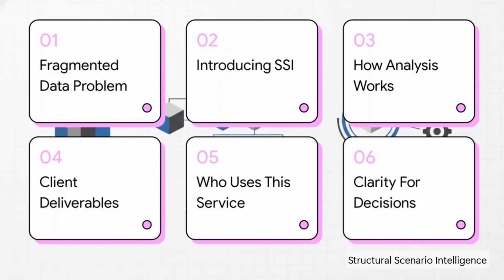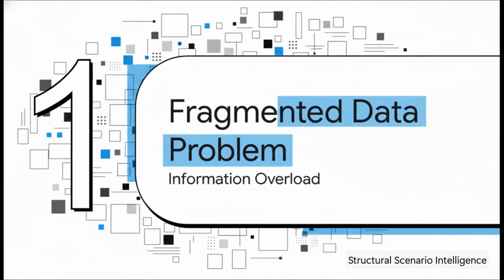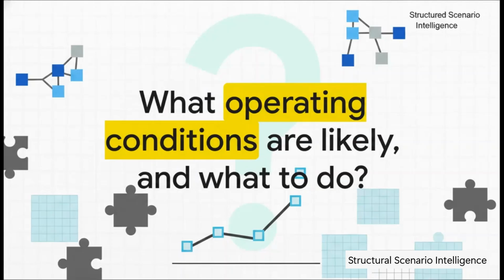Let's jump right in. Section 1. The problem with fragmented data and the very real challenge of information overload. Now, almost every leadership team out there struggles to answer one ultimate question. What operating conditions are becoming more likely, and what should we actually do about them?